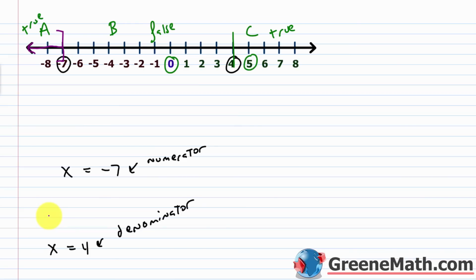For 4, I know that was my solution from my denominator. That's not going to be included, right? Because that would make my denominator 0. So when I graph this guy, 4 is going to get a parenthesis, and I'm going to shade everything to the right. So that's graphically.